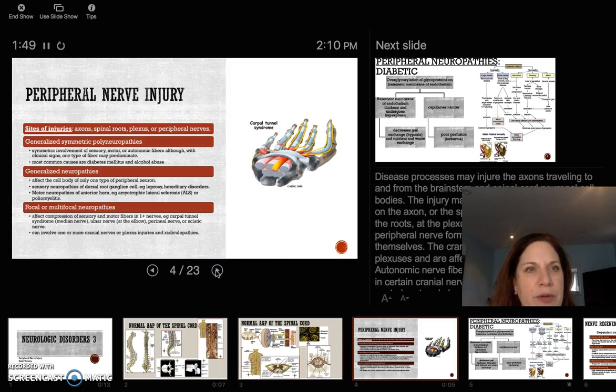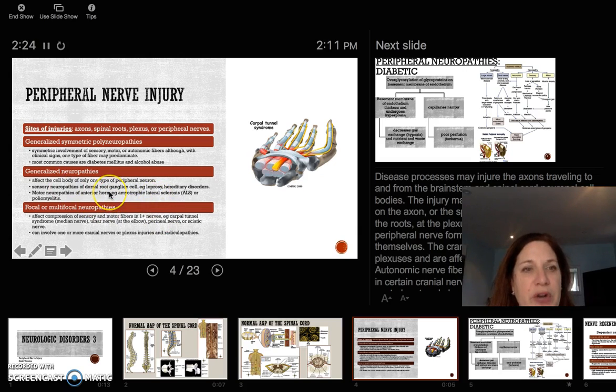So, peripheral nerve injuries. The site of injury can be at the axon, the spinal root, the plexus, or the peripheral nerve. And there are many different diseases that may affect the peripheral nerves. The first one that we're going to talk about is a generalized symmetric polyneuropathy, which is a symmetric involvement of sensory, motor, or autonomic fibers with many clinical signs. The most common causes of this are diabetes and alcohol abuse.